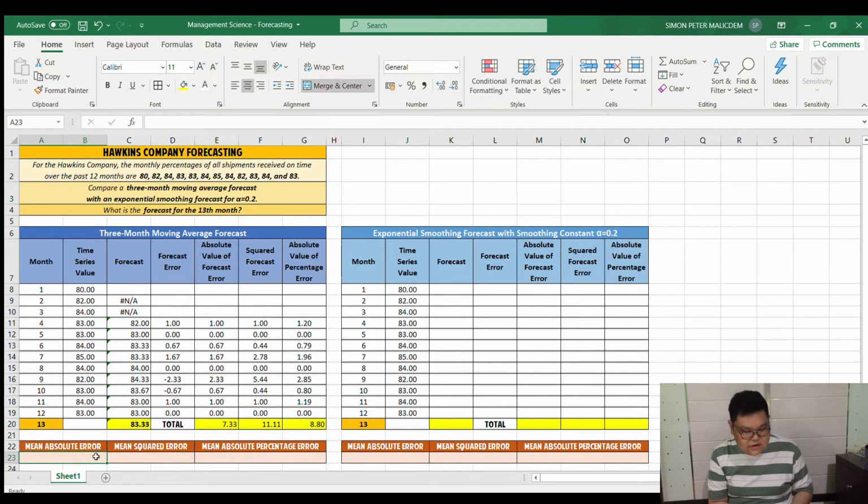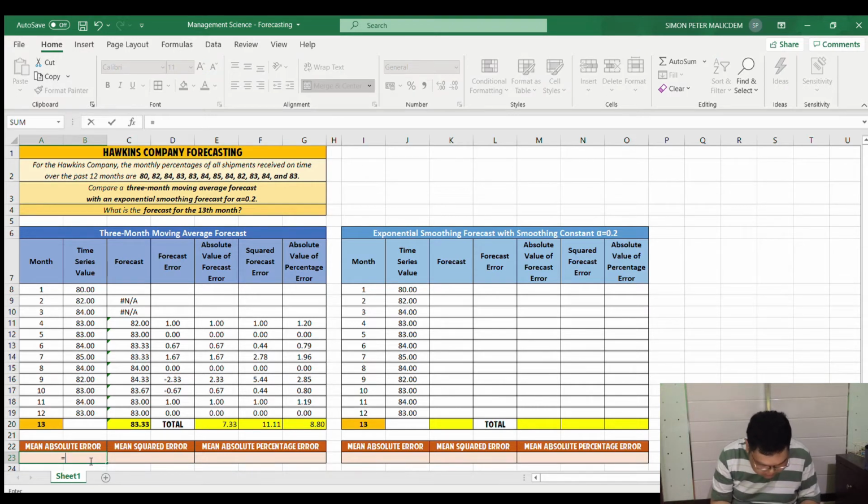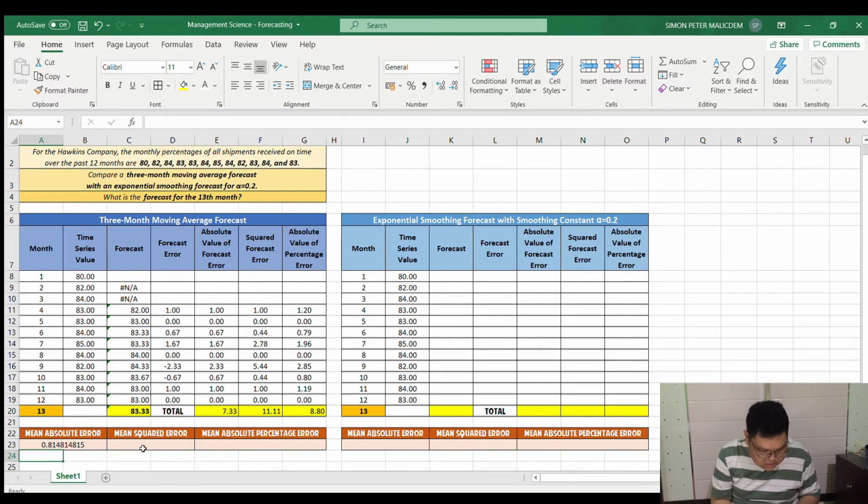For mean absolute error, divide the total with the number of forecasts. So we have 1, 2, 3, 4, 5, 6, 7, 8, 9. Okay. So equals 7.33 divided by 9. Enter. So this is our mean absolute error.